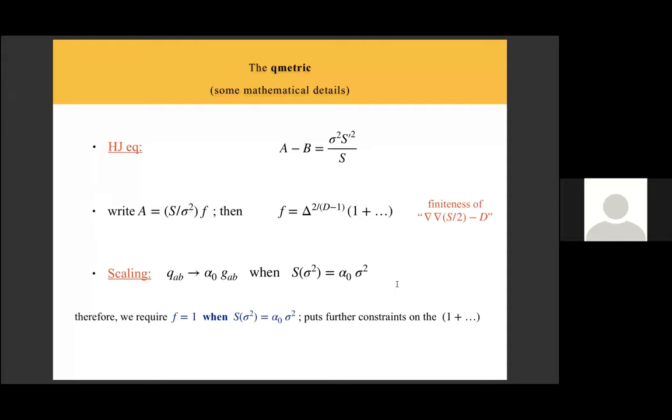If you also want your effective metric, now in this case, there's no zero point length. Sigma goes to zero, S of sigma squared also goes to zero. But in this case, if you want to incorporate the scaling transformation, you should require that F goes to one whenever S of sigma squared is alpha naught sigma squared. This actually puts further constraints on that one plus dot dot dot there. I will not be discussing it further in this talk because my coincidence limits do not really depend on that extra term as long as it is finite in the coincidence limit.